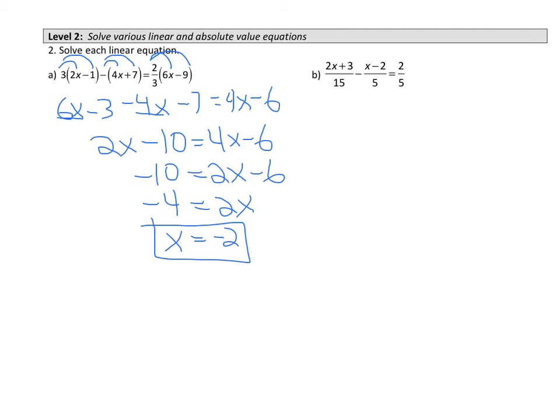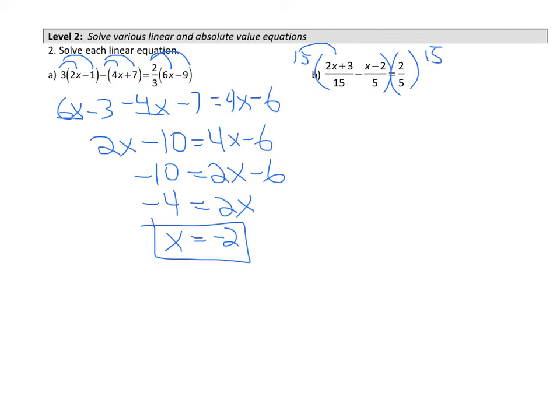The next example looks a little more difficult because it has fractions in it. It is a linear equation, but this problem will be a lot easier if we get the fractions to go away. And we can do that by multiplying both sides of the equation by the least common denominator, or the least common multiple of the denominators. The least common multiple of 5 and 15 is 15. So if I multiply both sides of the equation by 15, my denominators will cancel out, and I'll get an equation that's much easier to solve.